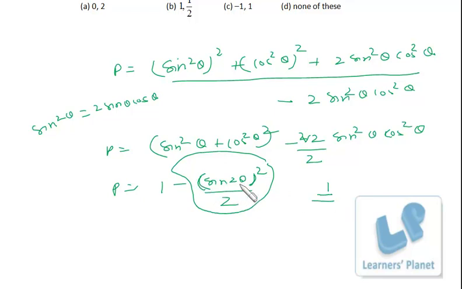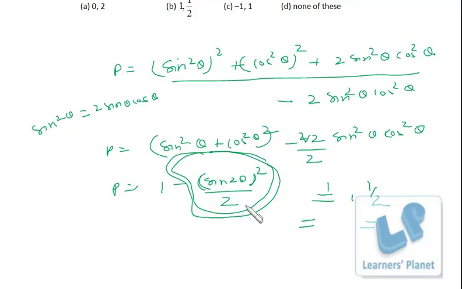And minimum value, for that we have to see this expression to be maximum. So maximum value of sine 2 theta will be 1, right? And 1 squared, so that's 1 by 2. So 1 minus 1 by 2, that's 1 by 2. So this is maximum value, this is minimum value. Have to be careful about it.